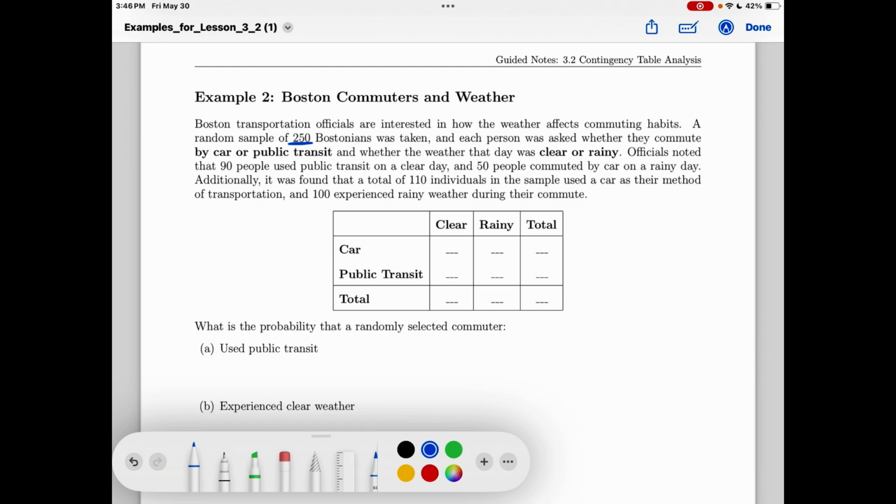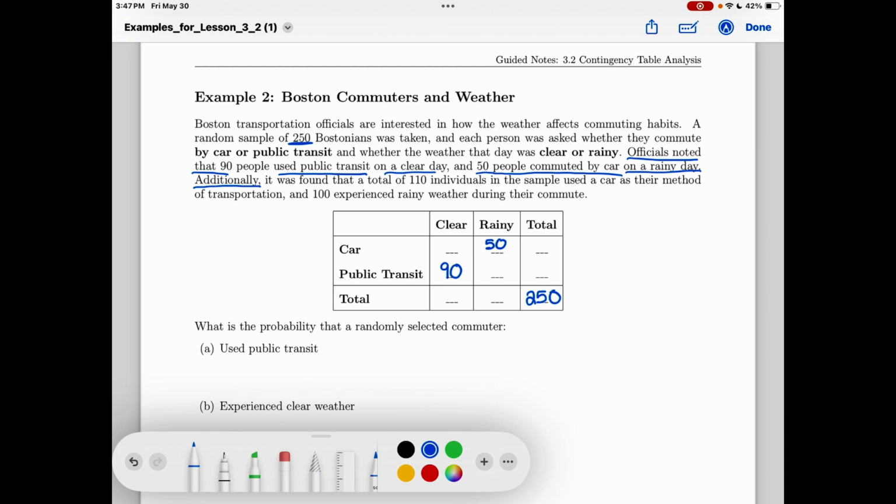Now it tells us in this question that there's a total of 250 people in this group. So that's going to go down here in our total. Now it says officials noted that 90 people used public transit on a clear day. So there's 90 people that used public transit and it was a clear day. So that would be this group of 90 right here. Then it goes on to say that 50 people commuted by car on a rainy day. So that would be this group right here where it's rainy and travel by car.